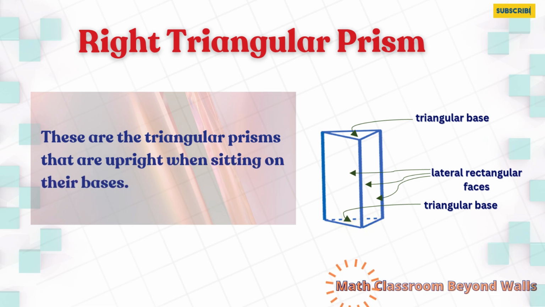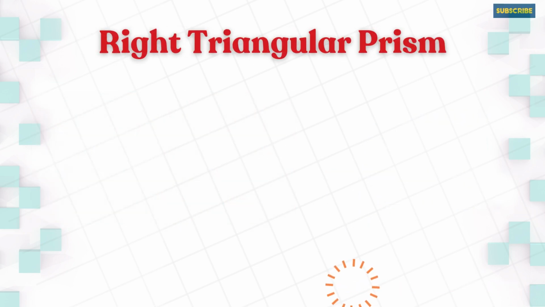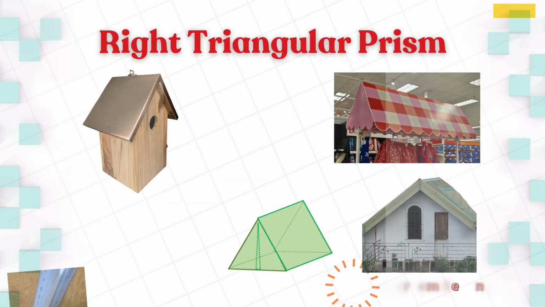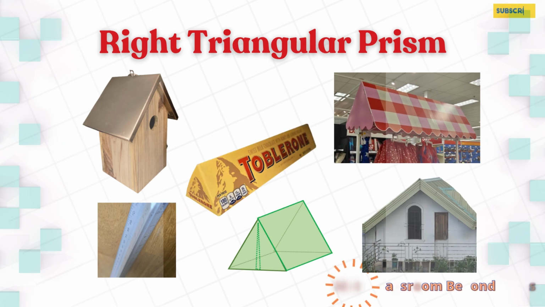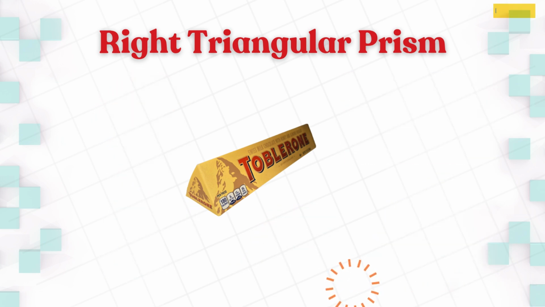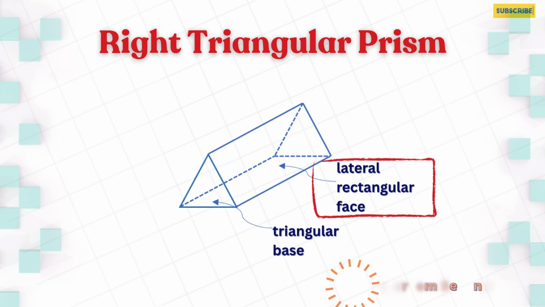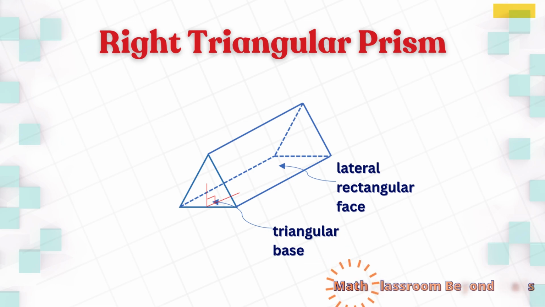But a triangular prism is not always sitting on its base. In fact, most of the real-life examples of triangular prisms are sitting on one of their lateral faces, like rooftops, camping tents, triangular rulers, Toblerone wrappers, etc. How do we know that we have a right triangular prism if positioned this way? All you need to do is to check if the lateral rectangular face forms a right angle with the triangular bases. If they do, then you have a right triangular prism.